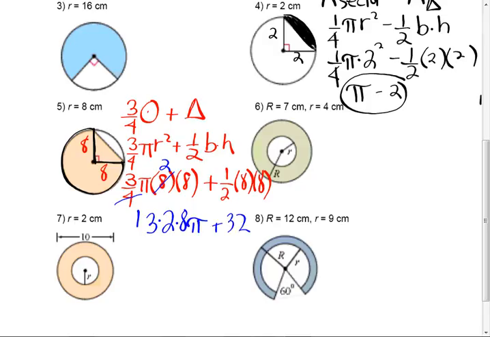I can multiply these three numbers in any order I want. I could do 2 times 8, 16 times 3. That's harder. Or I could do 3 times 2, which is 6, and 6 times 8 is 48. That's easier. How are you going to get better at doing fractions and arithmetic? Don't use your calculator on easy things like that.